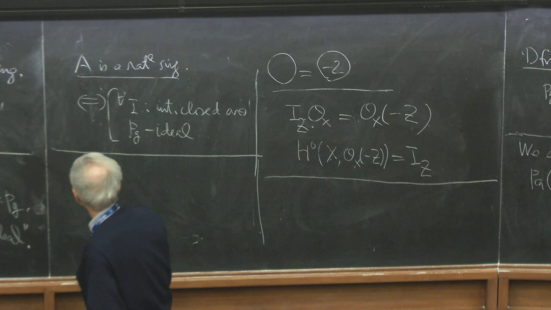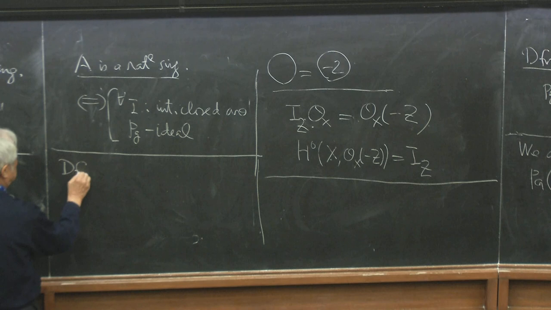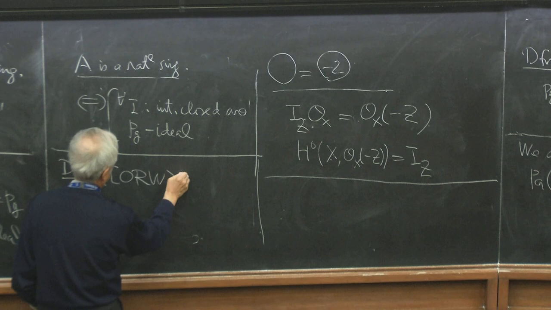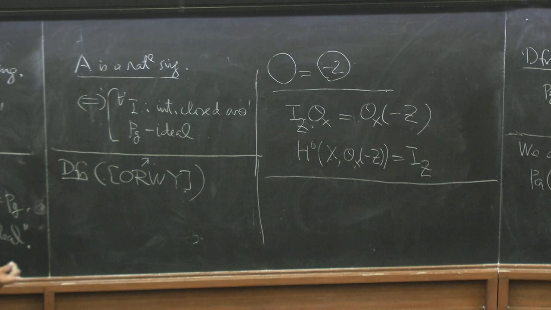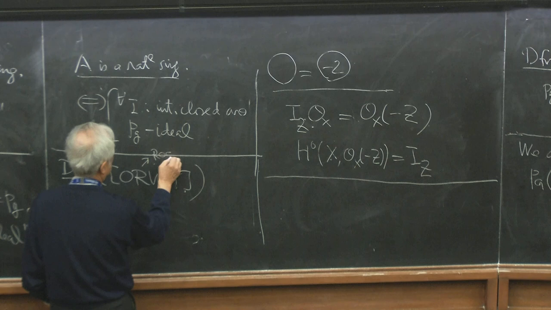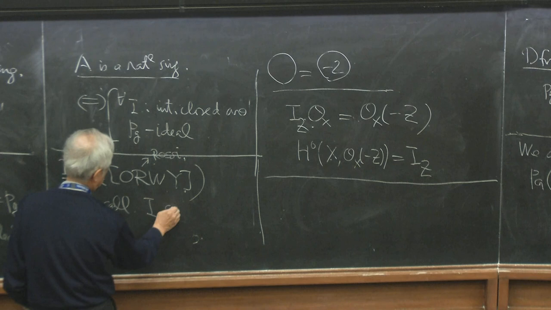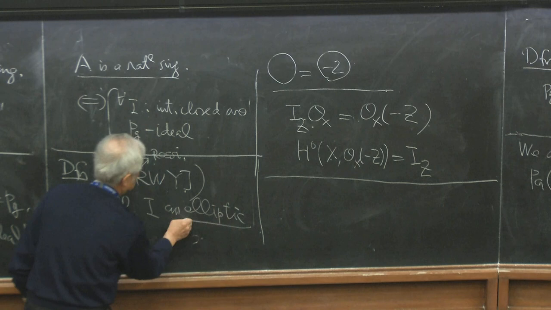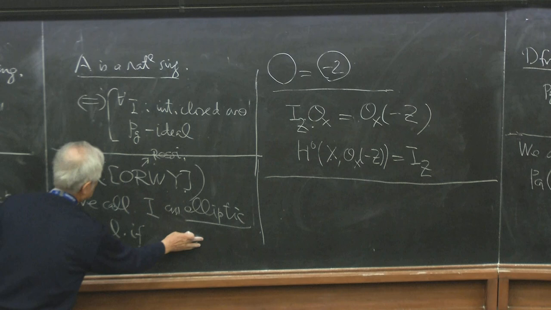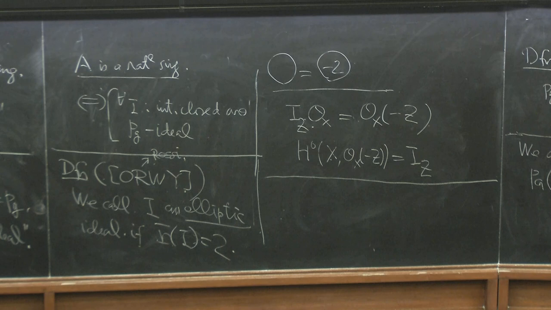And so we define, inspired by the advice of Maldina, this is a loss. And yeah, we call I an elliptic ideal if R bar equals 2.